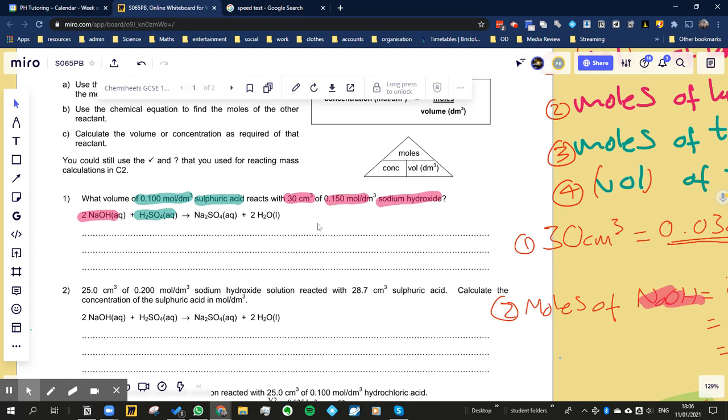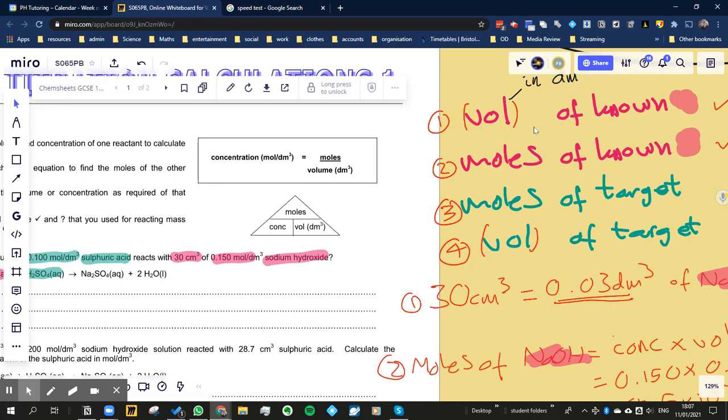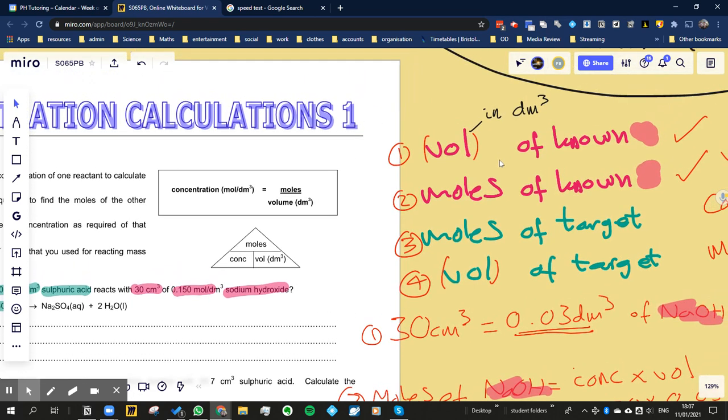And then this is the known substance because I have the volume and the concentration, which means I could use these two to work out the moles. So this is my known substance. I can find stuff out about this. So first thing I'm going to do is find the volume of the known substance in decimeter cubed by converting this into decimeters cubed.